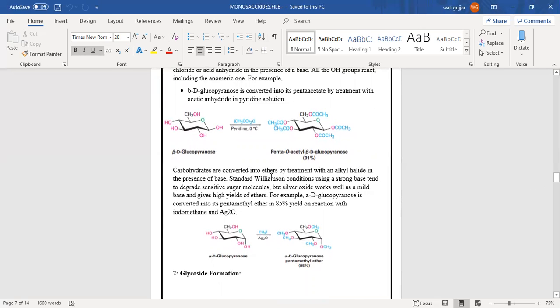Carbohydrates are converted into ethers by treating with an alkyl halide in the presence of base. Standard Williamson conditions using a strong base tend to degrade sensitive sugar molecules, but silver oxide works well as a mild base and gives high yields of ethers. For example, in this reaction, alpha-D-glucopyranose is converted into its pentamethyl ether in 85% yield on reaction with iodomethane, or methyl iodide, and silver oxide.